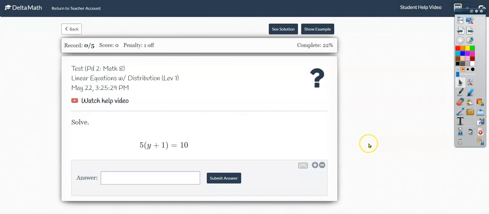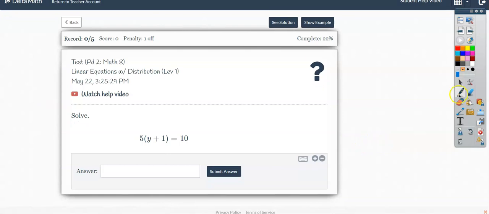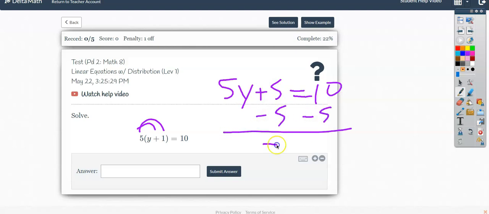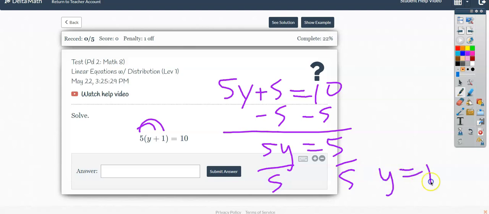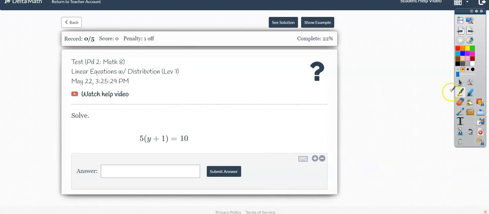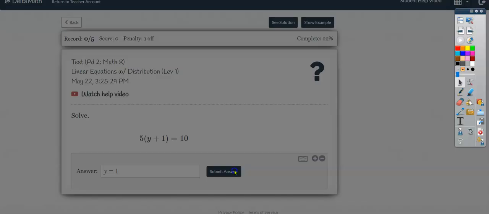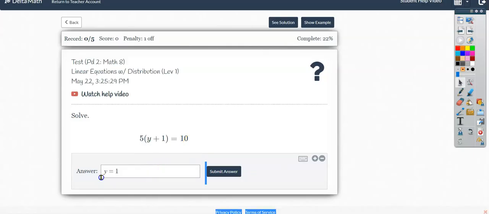Next is linear equations with distribution. A little bit of timesing here. 5y plus 5 equals 10. This should be some pretty basic mental math for you, but use a calculator to help you out. Okay, I know I did that one really fast. Well, I guess we have to type y equals 1 or just 1. Oh, it says no equal sign, so it just wants the answer.